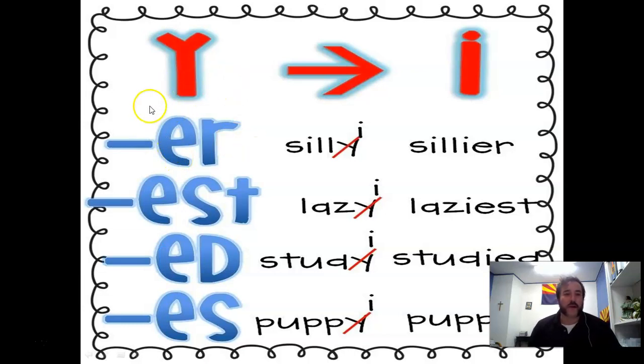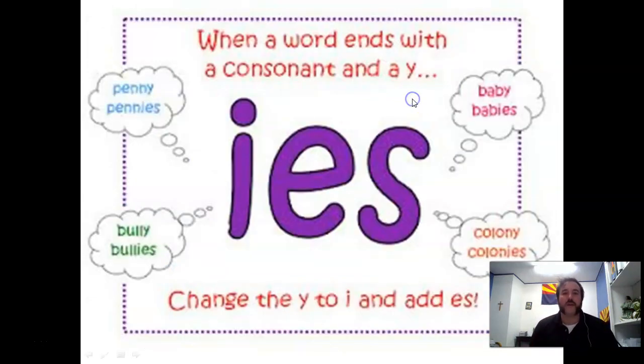Now, there are several different endings, all dealing with E: ER, EST, ED, ES. When you do this rule, change the Y to I and add the ending. Okay? Right? One puppy, several puppies. I want to study. Yesterday I studied. That cat is lazy. That cat is the laziest. Not ripping on cats. Okay, cats are good. But anyway, so on and so forth. But we are dealing with two different ones today.